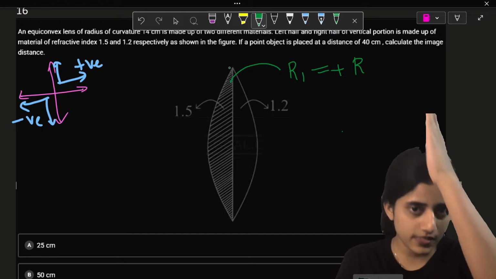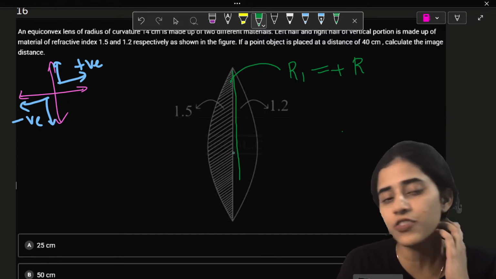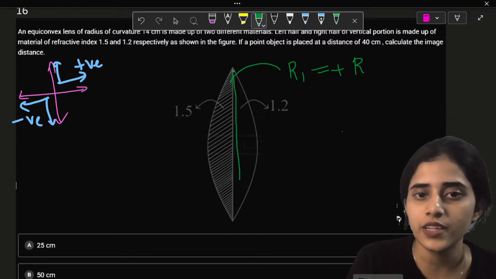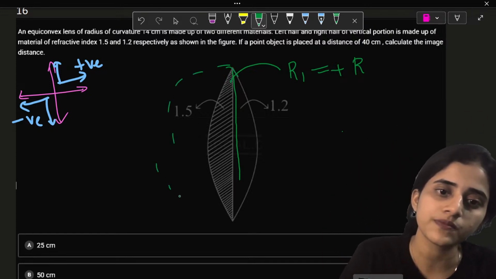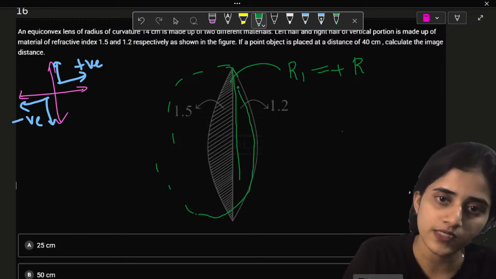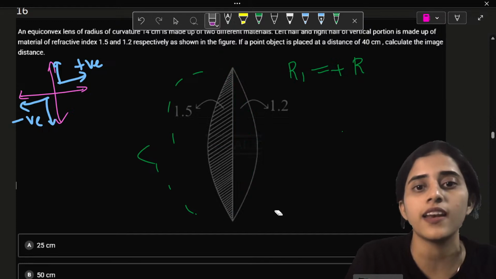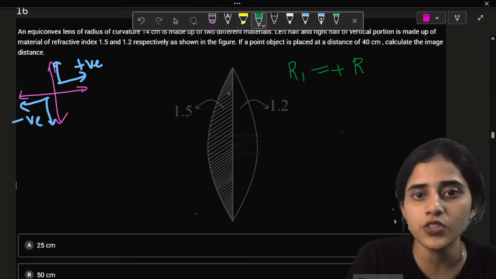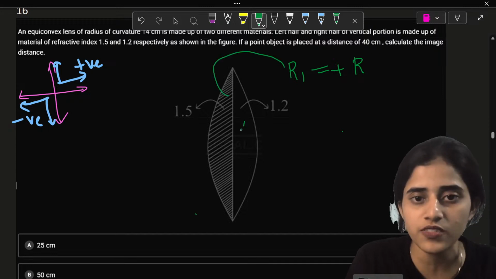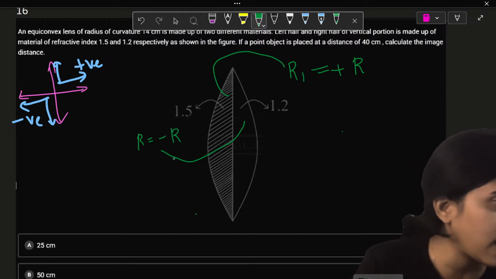Now the central surface is a plane one. For a straight surface, the radius is always infinity, which we will see. Now for the second surface, this makes a sphere like this. So the radius is going to be in this direction and it's going to be negative. So the radius of this surface is going to be minus R.